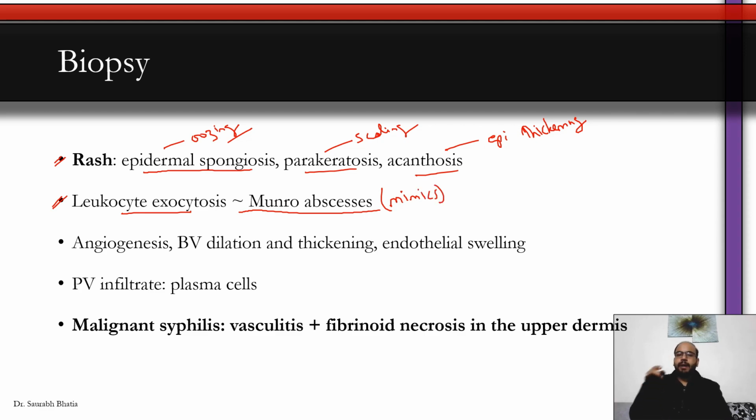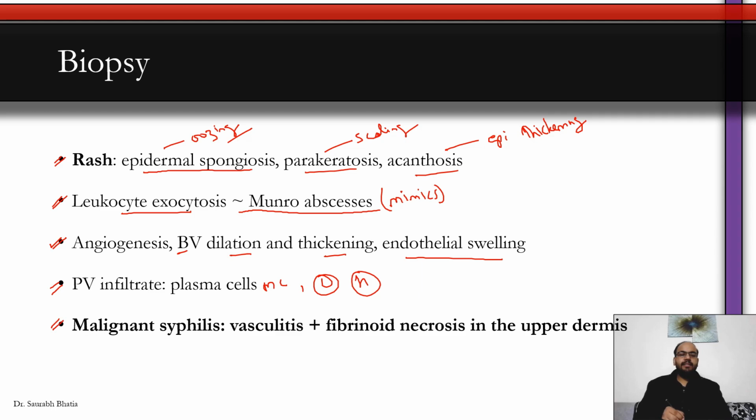What do we mean by that? Munro's microabscesses are the abscesses that we see in psoriasis. So it might look like psoriasis, especially if the lesion is very scaly. It might mimic psoriasis even on biopsy. Okay, so this kind of leukocyte exocytosis is present. In the dermis, we see angiogenesis, that means new blood vessel formation, blood vessel dilation and thickening, and endothelial swelling. So involvement of the blood vessels is also there. That's where the spirochetes are coming from. There is perivascular infiltrate, mostly composed of plasma cells, followed by lymphocytes and then histiocytes.